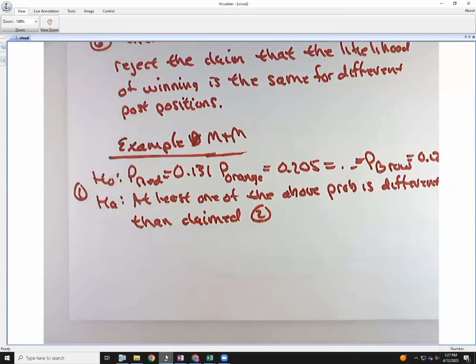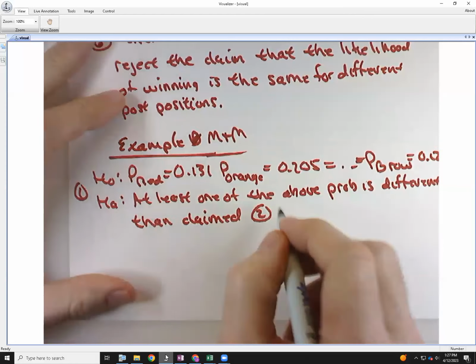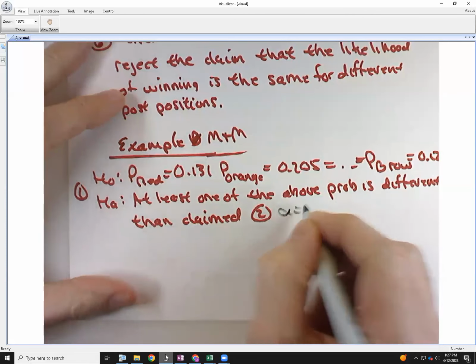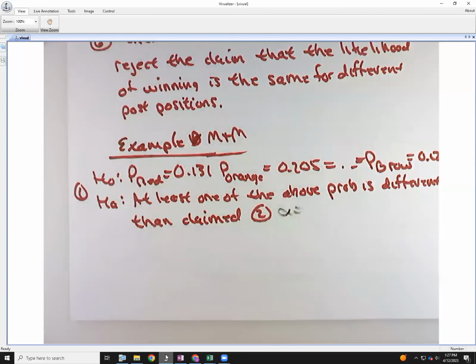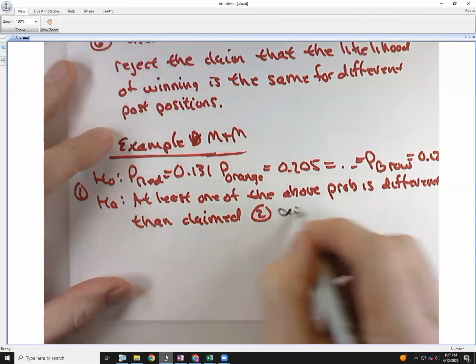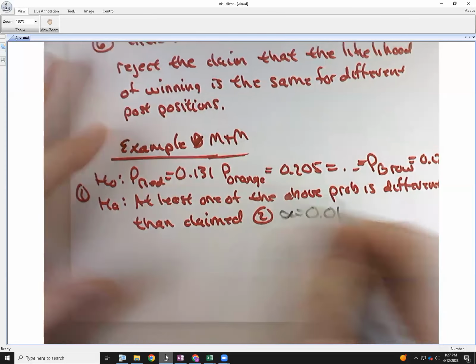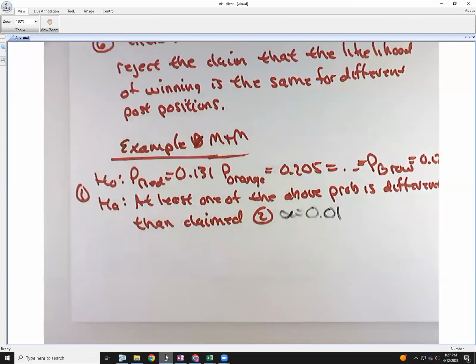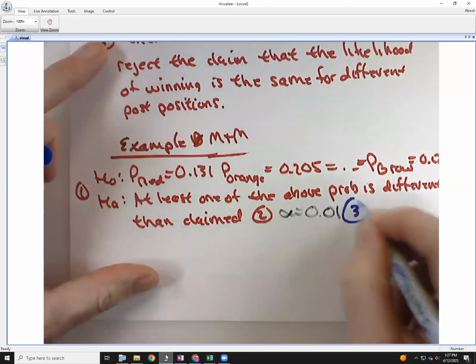Step two. What should be our step two? Significance level. Anthony, what significance level should we choose? One more time. 0.01. All right. 0.01 on my black pens here. And let's input the data.